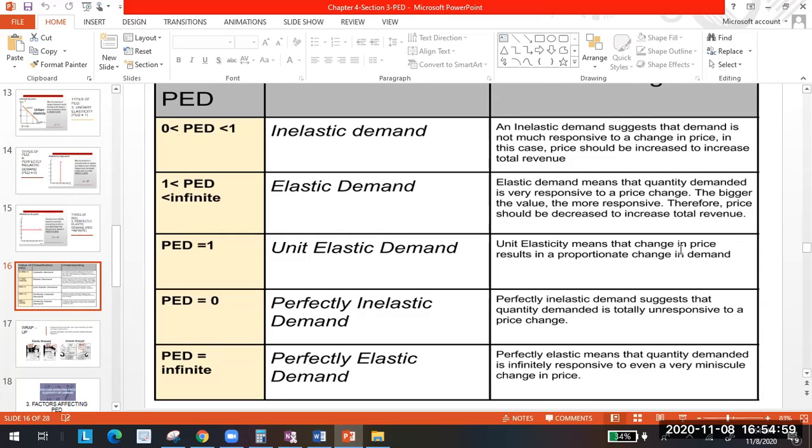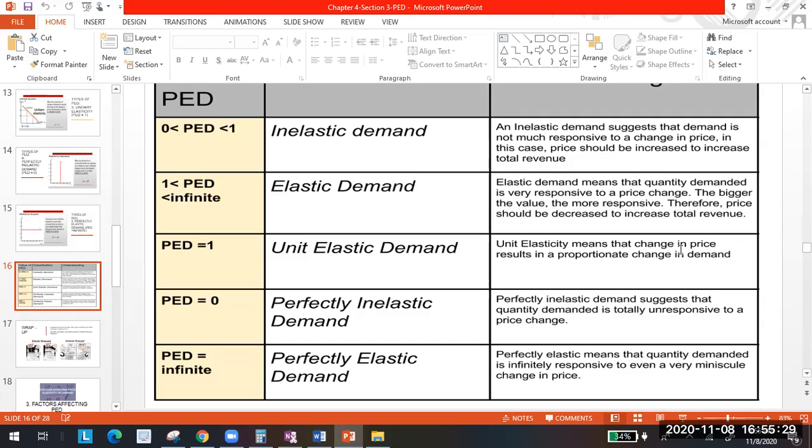Okay. PED less than one is inelastic demand. Inelastic demand suggests that demand is not so responsive to a change in price. In this case, price should be increased to increase total revenue. Elastic demand means the quantity demanded is very responsive to a price change. The bigger the value, the more responsive. Therefore, price should be decreased to increase total revenue.